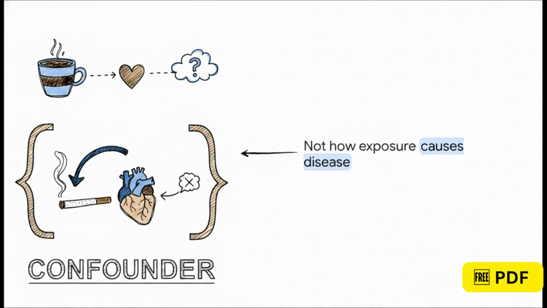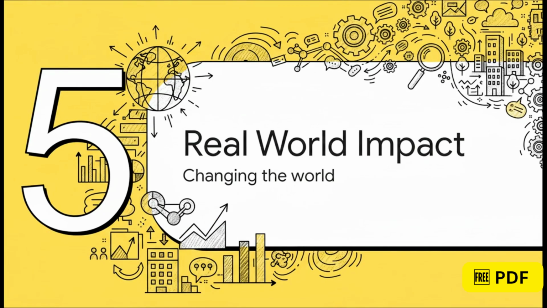If epidemiologists don't mathematically adjust for smoking in their data, coffee is going to falsely look like the culprit for heart attacks, simply because it happened to be hanging out with the true killer. Crazy, right? All right, let's bring it home with Part 5, Real-World Impact.